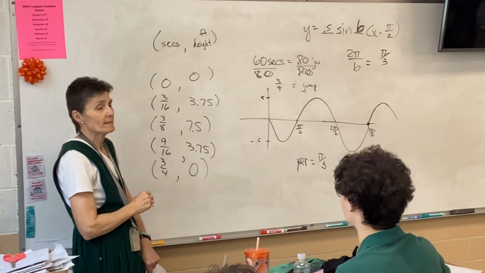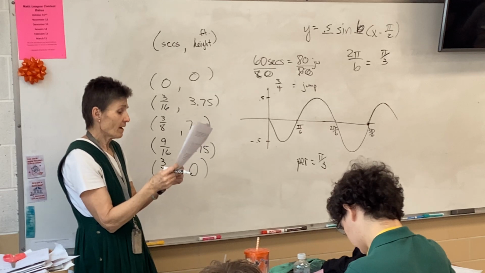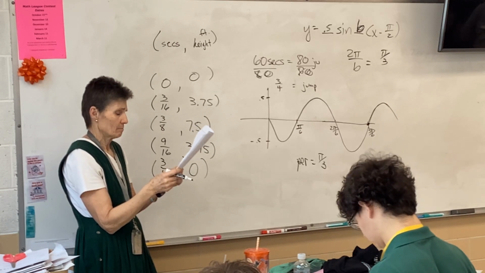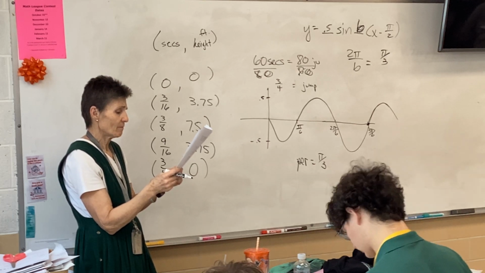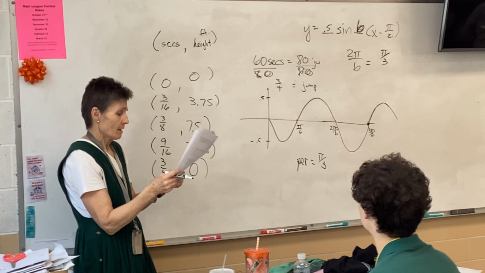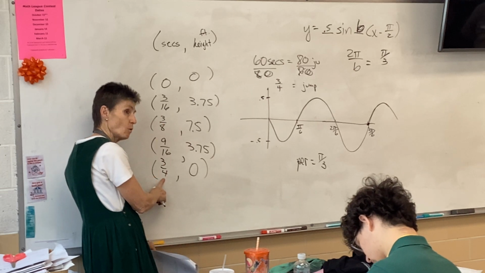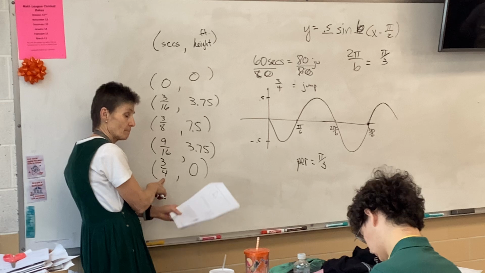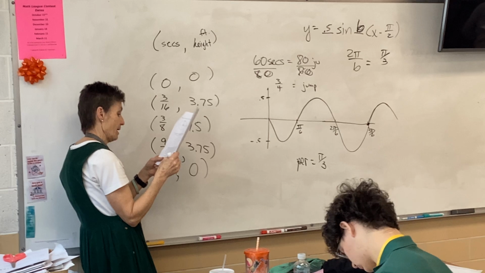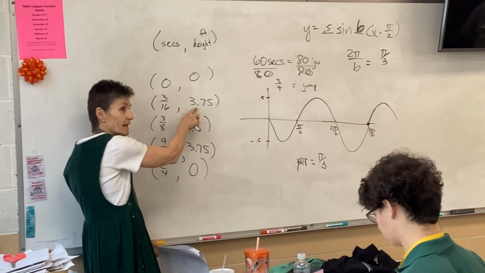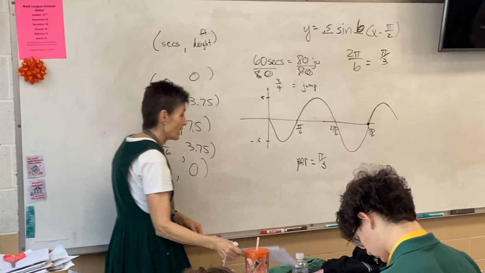Now, do those points make sense to you? Identify the maximum value of J. Isn't that 7.5? What is the period of J? Well, we already figured that out. Our period is 3/4 seconds. Identify the midline of the graph of J. Didn't we figure that out too? Our midline is 3.75. So now we can write an equation.